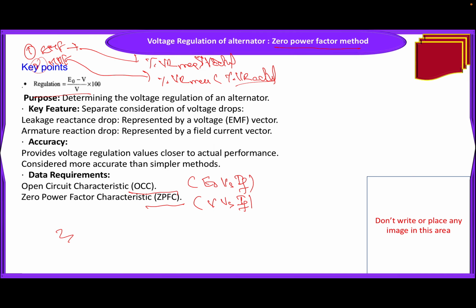In what way are the zero power factor characteristics useful here? It gives more accuracy compared to the other two voltage regulation methods. The zero power factor method is also called the POTIER triangle method.